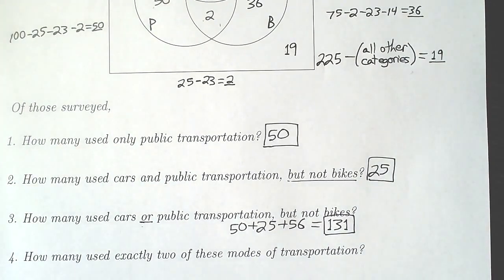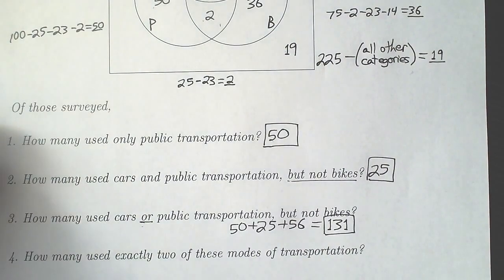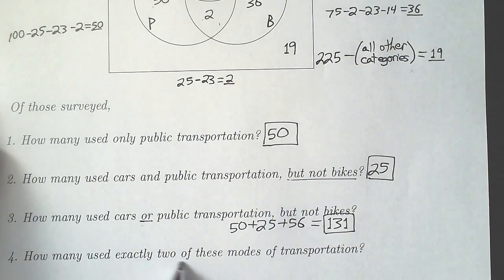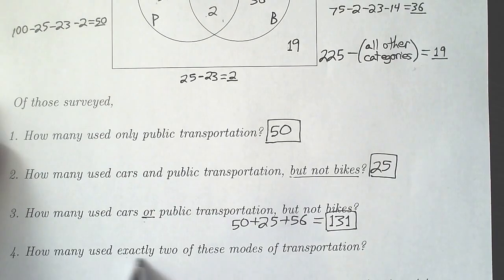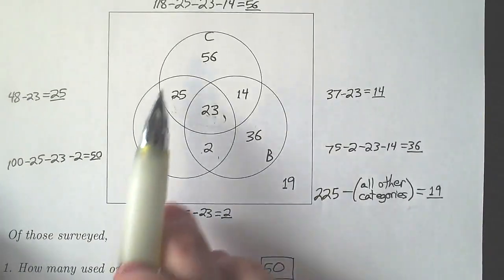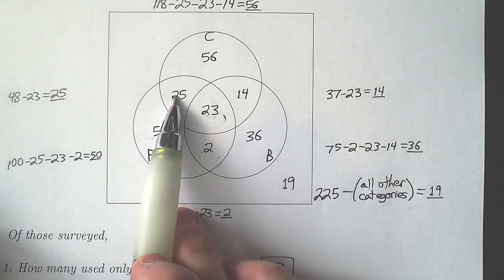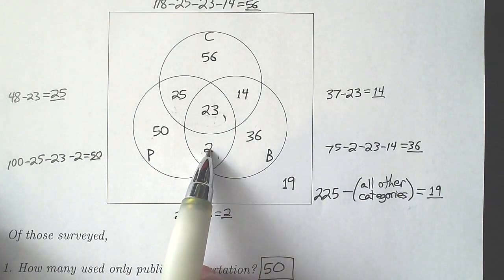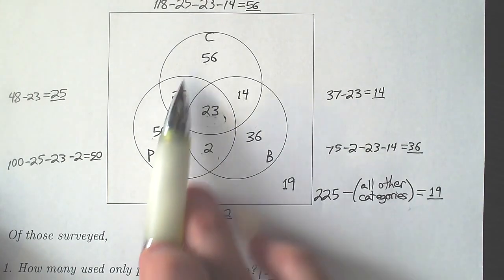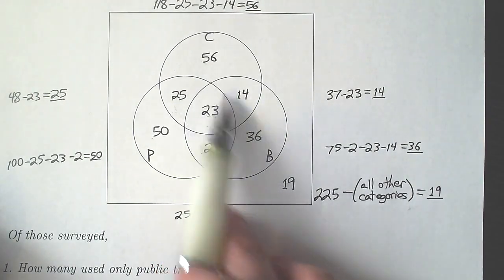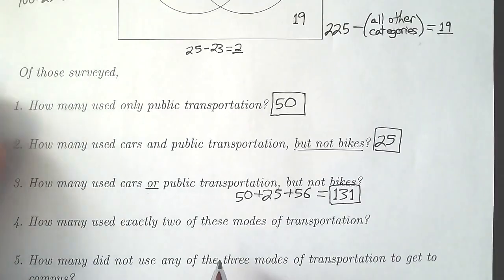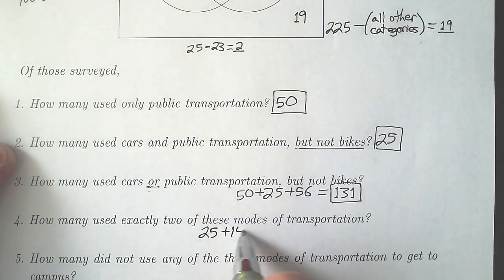So some of these are like brain teasers or a little puzzle, puzzling out what exactly they are asking me for. Next one, how many used exactly 2 of these modes of transportation? So it has the word exactly, so it means no more, no less. I think that would be the students who are in this 25, this 14, and this 2, right? Because that's 2 types of transportation, but not all 3. So we'll go with the 25 plus the 14 plus the 2.